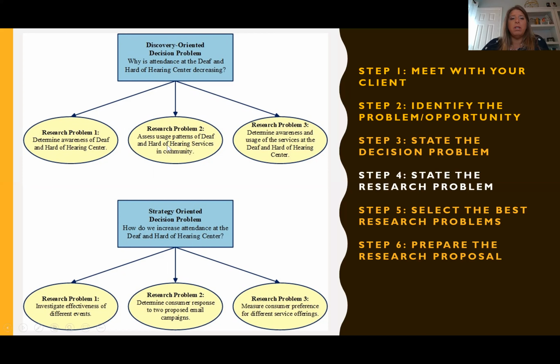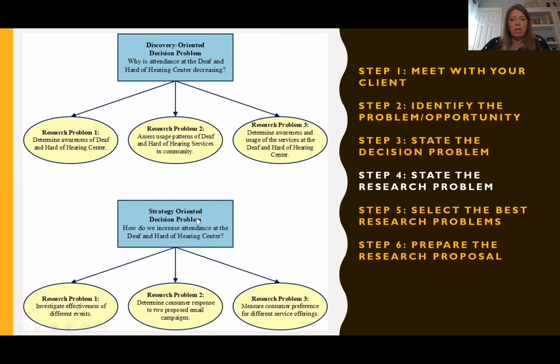The second thing we wanted to do is assess usage patterns. Our whole goal here was, is attendance decreasing because we're not providing the appropriate services? And then the last one was to determine awareness and usage of the services. So we have this usage pattern: what are the different services they're using? And then what's the awareness of these different services? All of that is to try to explain why attendance is decreasing at the Deaf and Hard of Hearing Center.